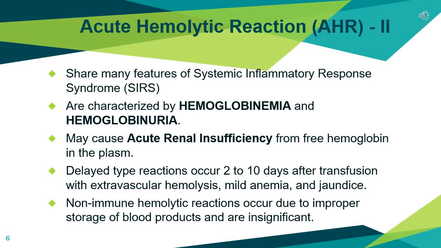Delayed hemolytic transfusion reactions occur 2 to 10 days after transfusion and are characterized by extravascular hemolysis, mild anemia, and unconjugated hyperbilirubinemia or jaundice. They occur when there is a low antibody titer at the time of transfusion. Non-immune mediated hemolytic transfusion reactions occur due to improper storage of blood products when red blood cells are damaged before transfusion, resulting in mild hemoglobinemia and hemoglobinuria without significant clinical symptoms.